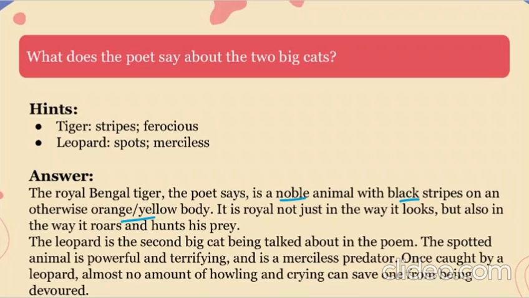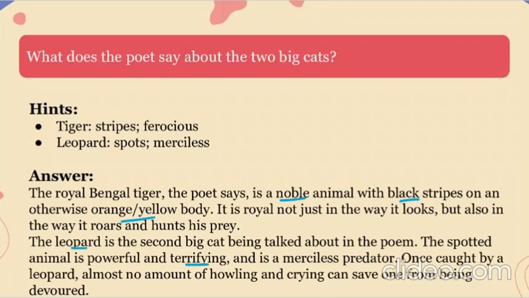Okay, second one is the leopard. It is a big cat. Cat, I told you in that previous chapter, remember, we studied the poem Tiger in the Zoo, right? In that also I told you that tigers and leopards are a superior species of cats. So they are telling that the leopard is peppered with black spots, and it is powerful and very terrifying. It is a merciless predator.